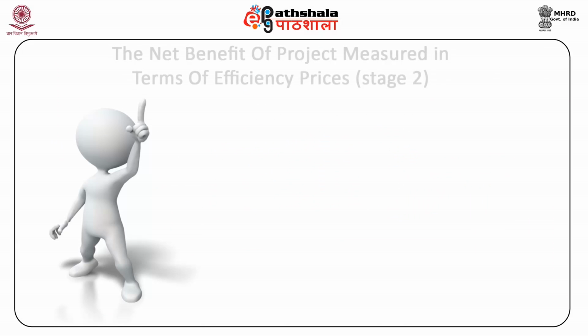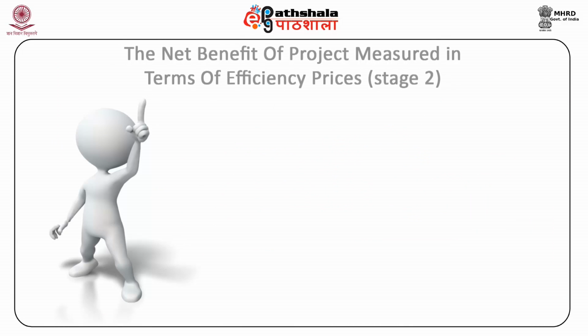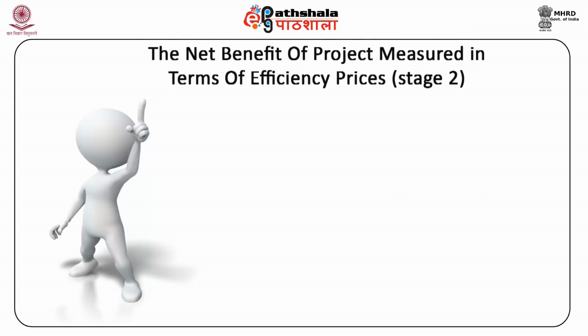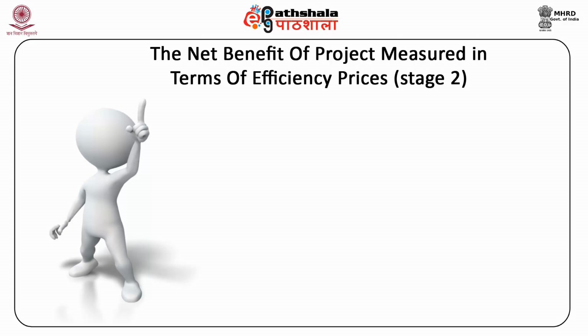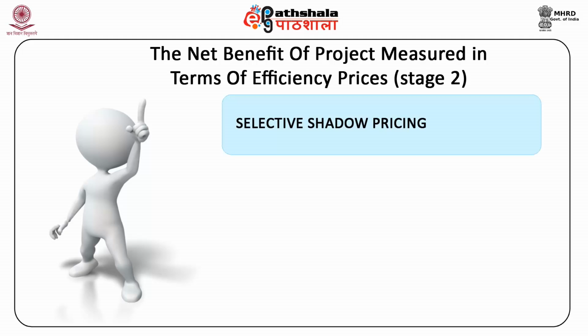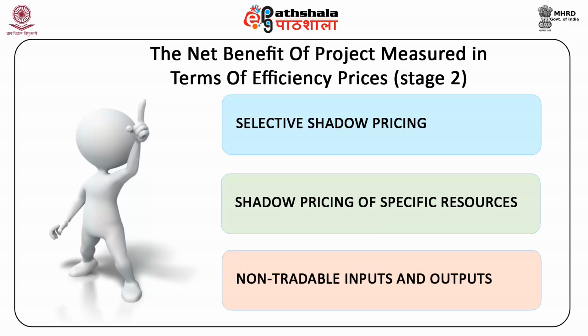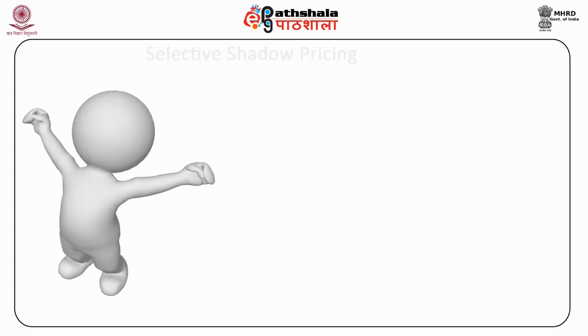This stage produces an estimate of the net present value of the project measured at efficiency prices instead of market prices. In fact, the market prices reflect the shadow prices or efficiency prices only in perfect market conditions. Selective shadow pricing of specific resources, non-tradable inputs and outputs. Selective shadow pricing. All the shadow prices should be derived from a comprehensive mathematical model of the economy. But this is the theoretical view.